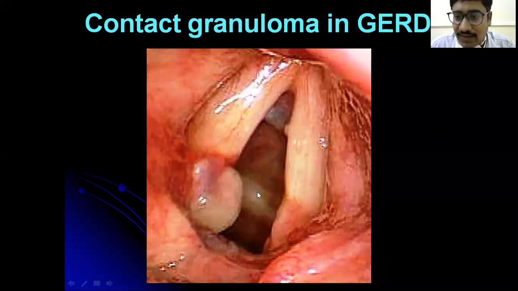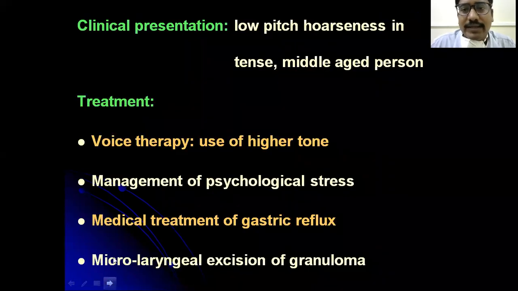So whenever there is a reflux of the acid, it irritates the posterior 1/3 of the vocal cords and gives rise to contact granuloma. Contact granuloma. Okay. So treatment. What is the treatment?